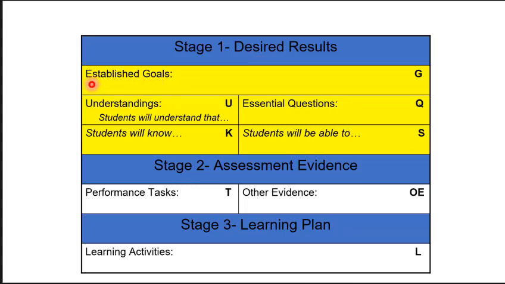Now, we are still in the desired results. So here you need to establish your goals. What are your goals? Your goals are the enduring understanding that we explained just now. And the essential questions, you can ask yourself any question that comes up in order to reach your overall outcomes. So here you need to write what students will know about the knowledge, and here what students will be able to do.